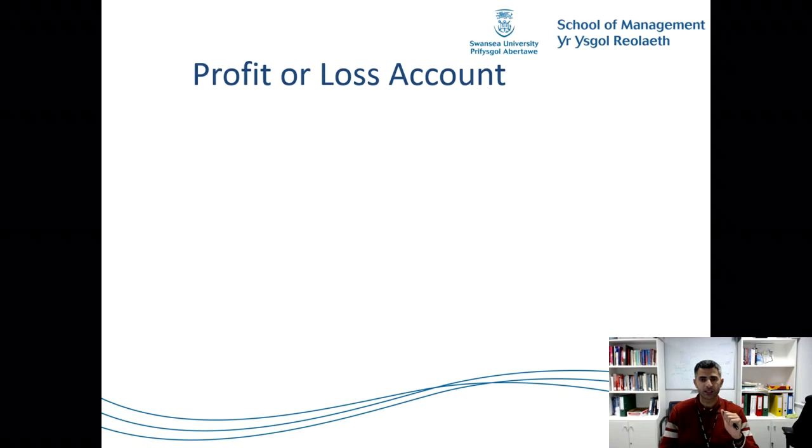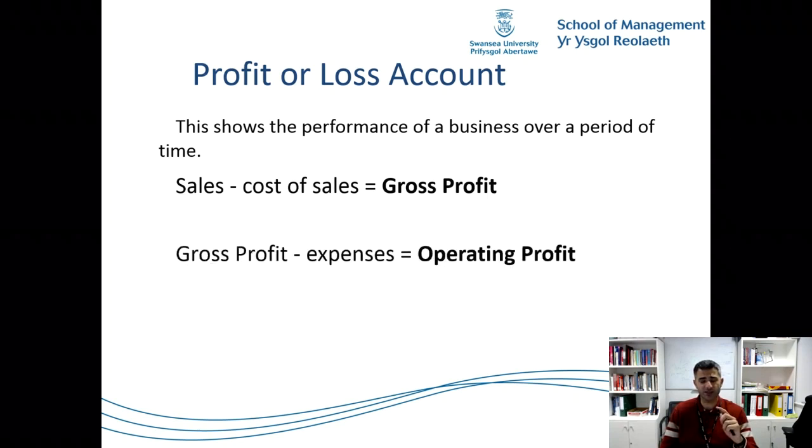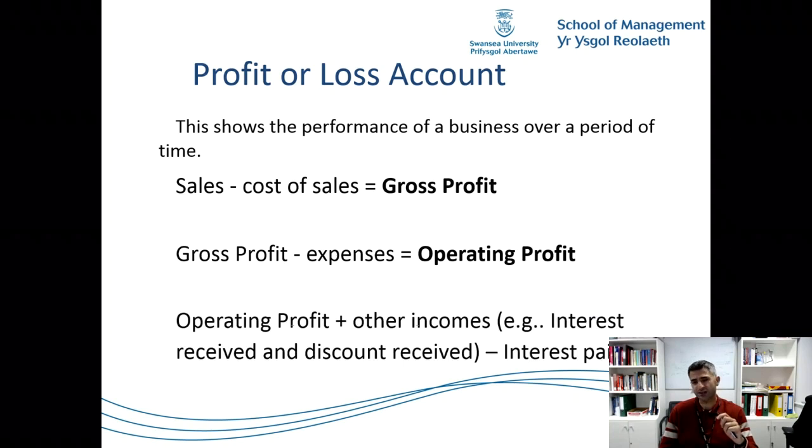Now if you look at the profit and loss account here, again, sales minus cost of sales equals gross profit. Gross profit minus expenses equals operating profit. To operating profit, you add other income, like interest received and discount received, and then you minus interest payable and you minus the tax payable. You will end up with net profit.